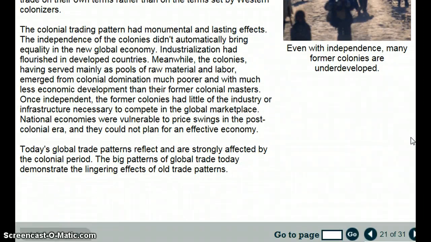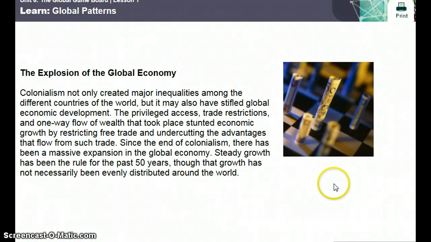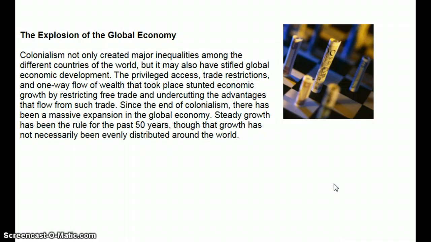Today's global trade patterns reflect and are strongly affected by the colonial period. The big patterns of global trade today demonstrate the lingering effects of old trade patterns. The explosion of the global economy. Colonialism not only created major inequalities among the different countries of the world, but it may also have stifled global economic development. The privileged access, trade restrictions, and one-way flow of wealth that took place stunted economic growth by restricting free trade and undercutting the advantages that flow from such trade.